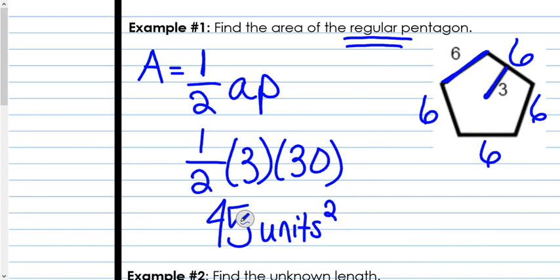Or if you wanted to do 30 times 3 cut in half, it'd be 90 divided by 2, 45. So you needed 2 measurements. You needed the apothem, which they gave us, 3, and then you had to find the perimeter by adding up all the sides, which was 30. So 3 times 30 is 90, cut in half, it's 45.